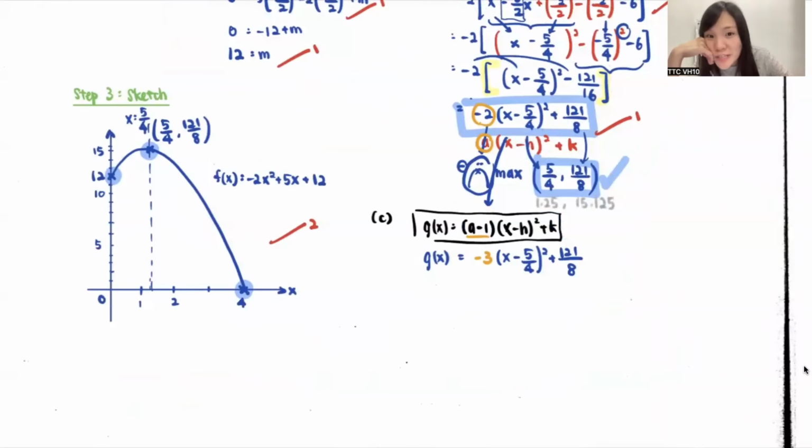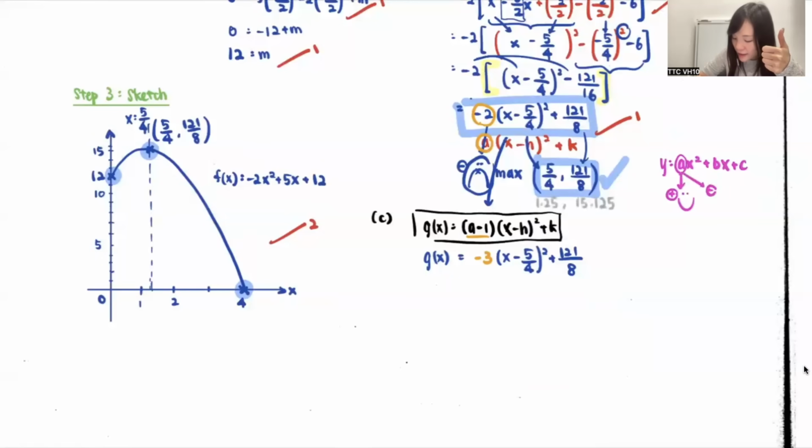So -3 means what? I don't know whether you guys ever learned it. Did I teach it in the past year? I don't know, never mind. I'll teach you guys again. For every single curve, the curve equation is ax squared plus bx plus c. I only tell you the a. So when a is positive, it means happy face. Negative means sad face.